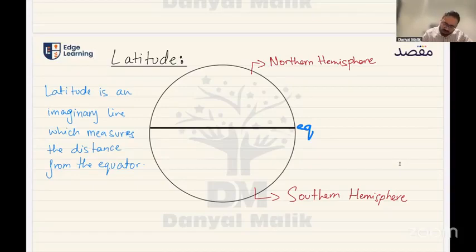So, for example, if this is any country, country A. Now, how far is this country A from the equator? This distance is basically the latitude. Am I clear so far?